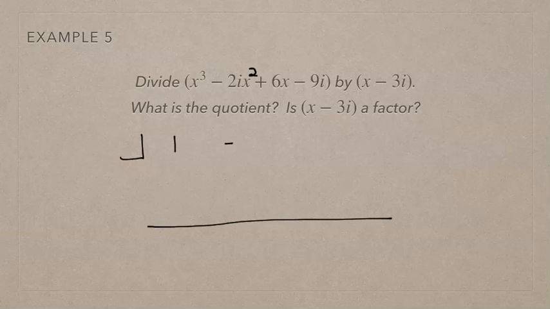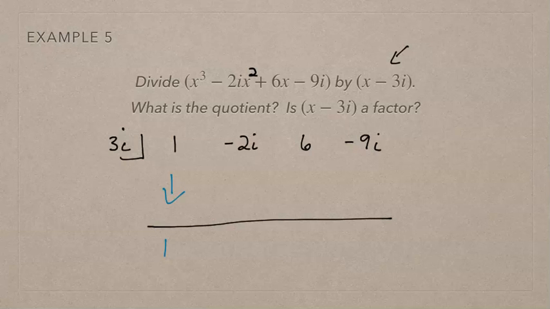So I have 1 as my first coefficient. I have negative 2i as my next. I have 6. Then I have negative 9i as my constant term. Okay. The value that makes this factor 0 is a positive 3i. So that is what I'm substituting in here. And now I'm going to do this synthetic algorithm out.